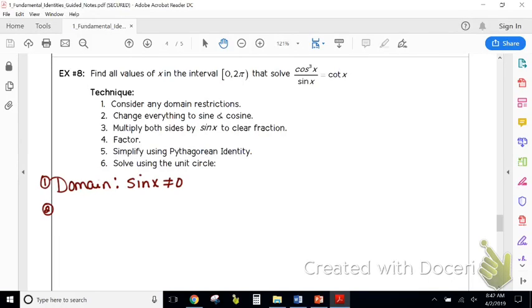All right, so we need to simplify this so that we can solve it. So remember, if nothing else, take everything to sines and cosines, right? So we have cosine cubed over sine equals cotangent. What is cotangent in terms of sine and cosine? Yeah, cosine over sine.